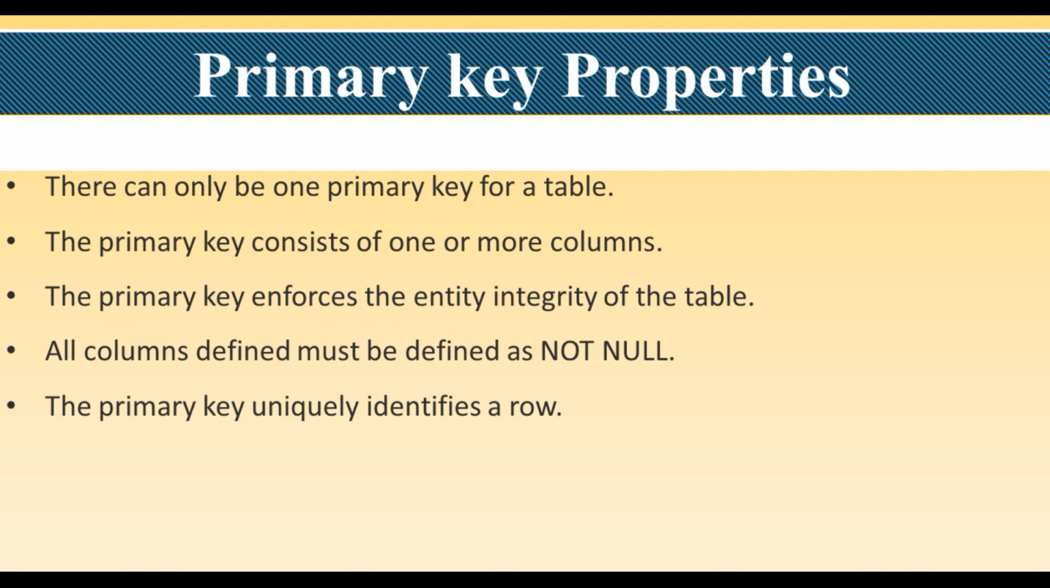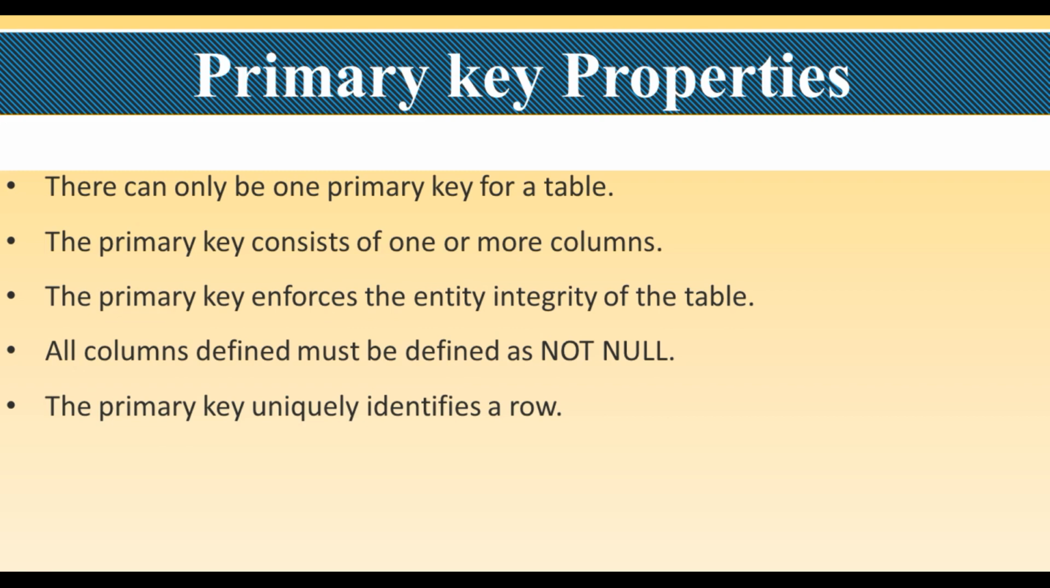It means we can take the help of another column to identify a particular row in a table easily. Third point, the primary key enforces the data integrity of a table. It means whatever data it holds will remain the same. Okay, it will never change its state. That is what integrity means.